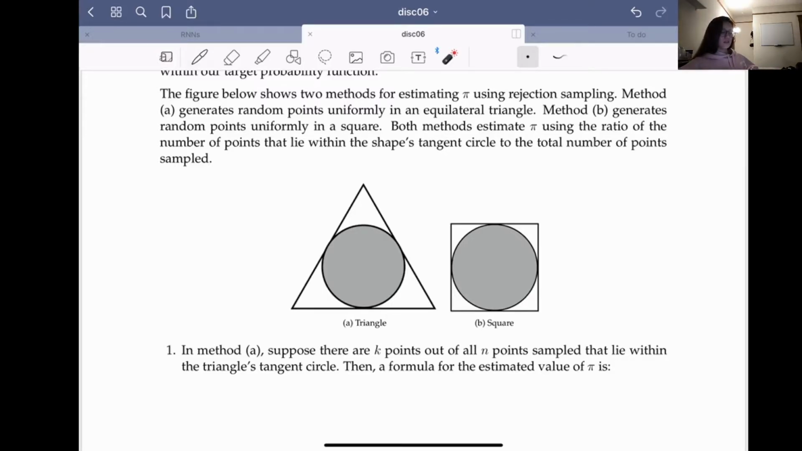And this is actually going to estimate pi for us by using the ratio of the number of points we've sampled that lie within this circle versus the number of points sampled. And then B is just another way to do the same method. So instead of a triangle, we just have some square and a circle inside, and we reject everything that's not inside of the circle.